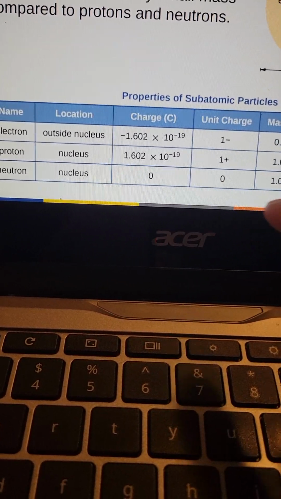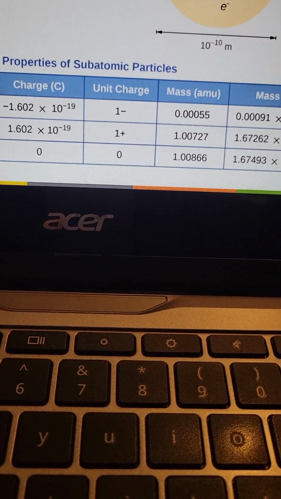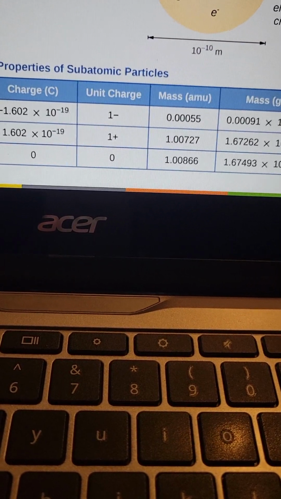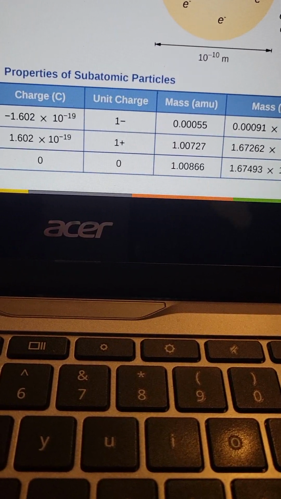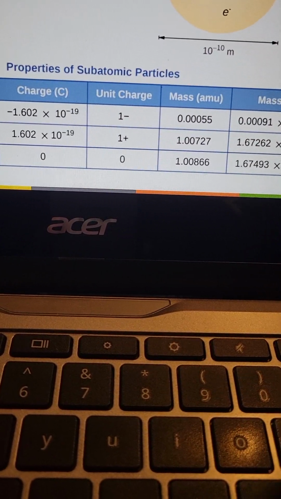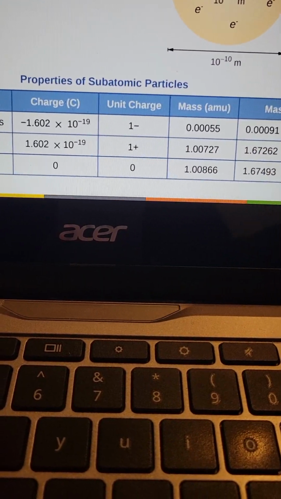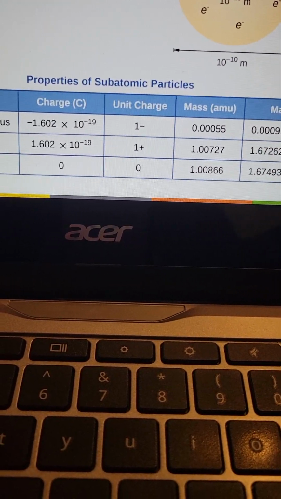Then the mass, if you remember from last year, we did a lab where you had to pile up like popsicle sticks or sand. And remember, the electron's mass was basically negligible. You had like one tiny little piece. And then the protons and neutrons are almost the same. They're basically one atomic mass unit.